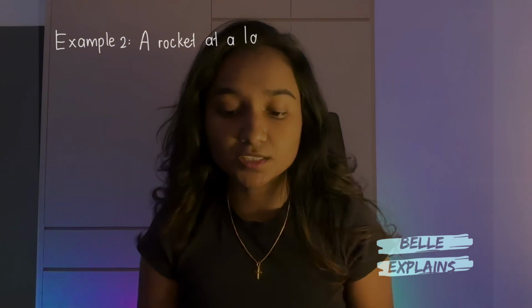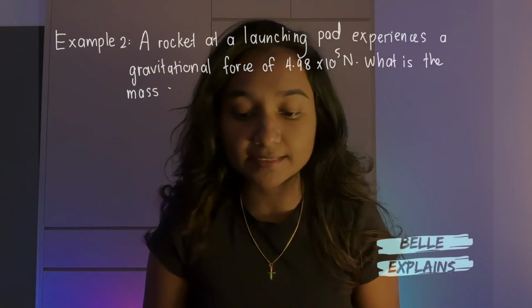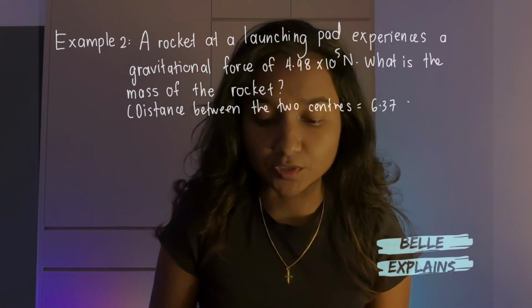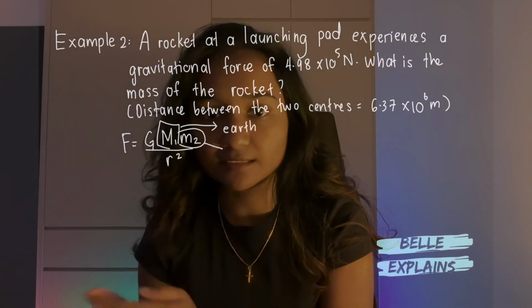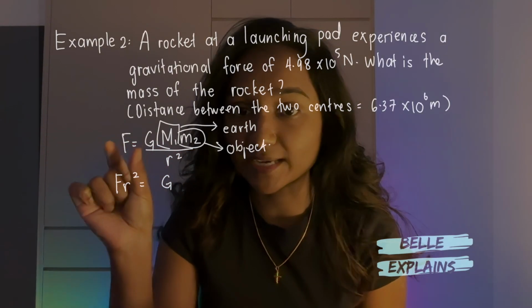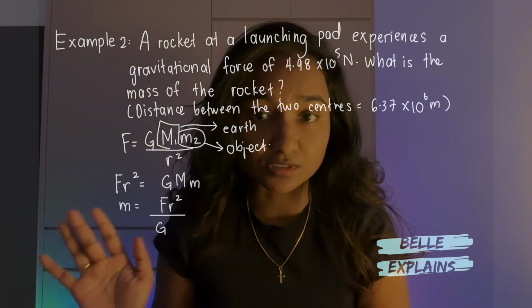A rocket at a launching pad experiences a gravitational force of 4.98 times 10 to the power of 5 Newton. What is the mass of the rocket? Okay, so in this situation, remember I told you that the first M is for Earth, and the second M will be for any object. Could be a durian, could be a rocket, could be a satellite, could be anything. Okay, so in this situation, we're going to isolate our variable, which is the mass of the rocket. Okay, so we'll bring m to the front and everything else stays to the right.